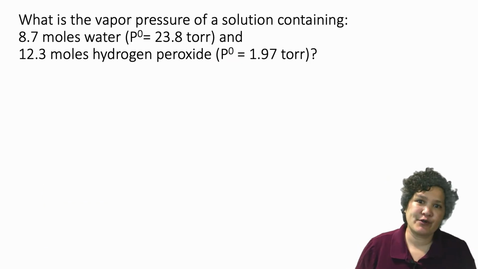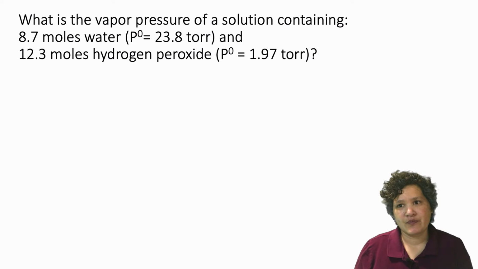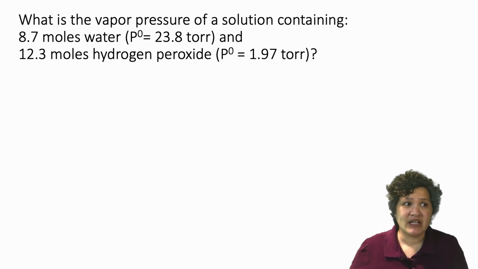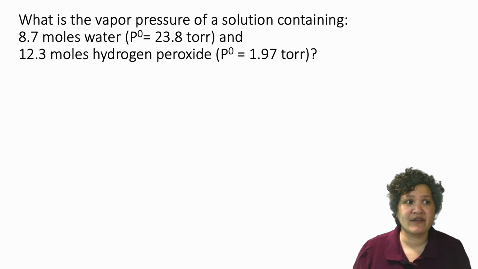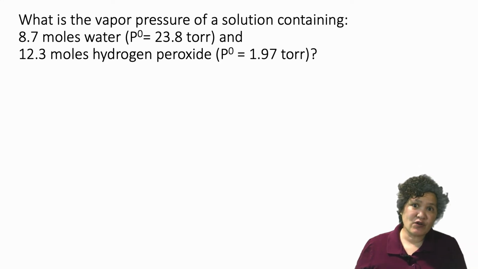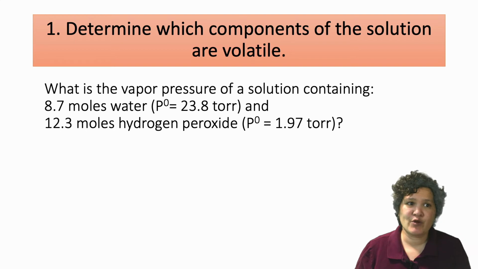So here's the sort of Raoult's law problem you might get. Basically, calculate the vapor pressure of a solution with two different volatile components. In this particular case, we have water and hydrogen peroxide. So let's go through those 4 steps I pointed out earlier. Remember, the first step is to determine which components of the solution are volatile.